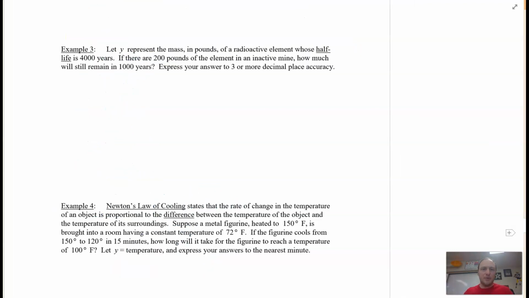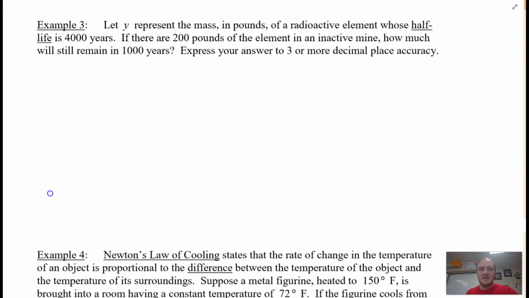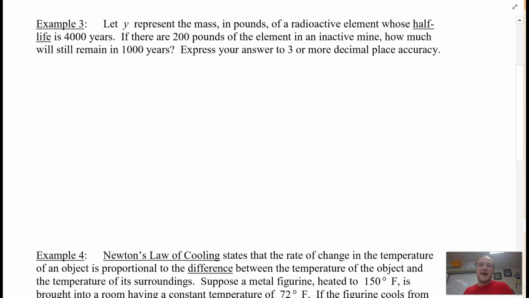All right, example 3. Here it says, let y represent the mass in pounds of a radioactive element whose half-life is 4,000 years. If there are 200 pounds of the element in an inactive mine, how much will still remain in 1,000 years? Express your answer to 3 or more decimal place accuracy.